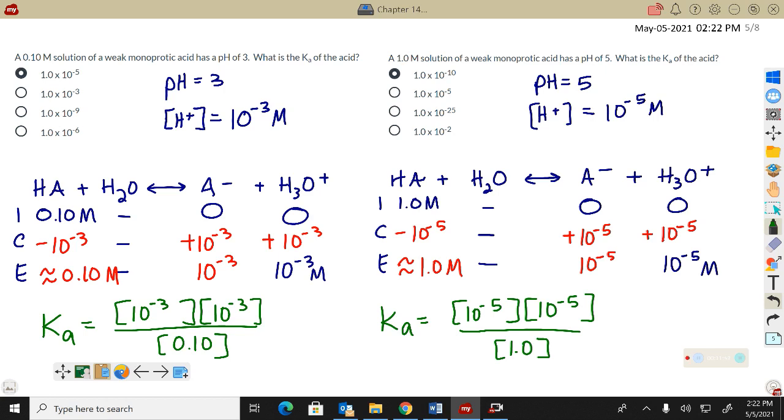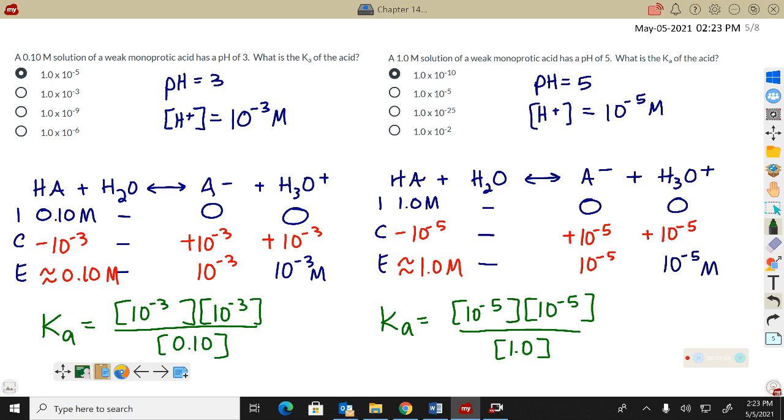Now eventually when I set up my ice table, I've got my two products, so like 10 to the negative third times 10 to the negative third over my reactant. But because I don't have a calculator, I just figured, if I've got 0.1 and I'm subtracting 0.003, that's pretty small. So I just made an assumption that in the denominator, I'm just going to use 0.1. If I were calculating the Ka, obviously then I could plug it all in, but sometimes we would ignore that x anyway, if x is going to be something small.